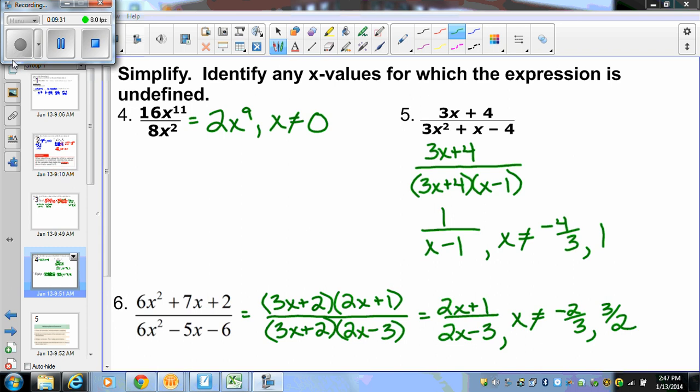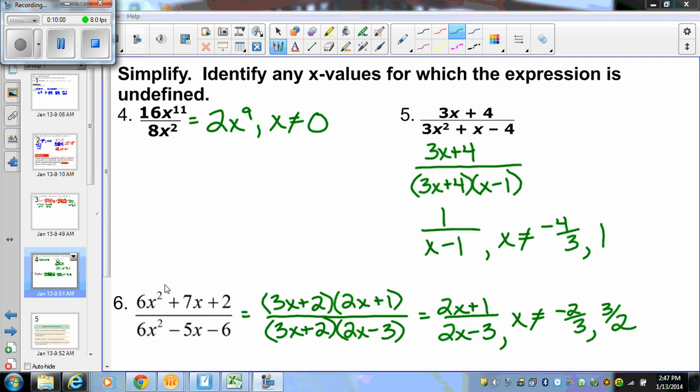Okay, so I'm just going to read for you what these three answers should be. For number 4, it should have simplified pretty simply to 2x to the 9th, and you do have the domain restriction that x cannot equal 0. On number 5, you could not factor the numerator, but the denominator would factor to 3x plus 4 times x minus 1. Cancel out your common factor, and you end up with 1 over x minus 1, where x cannot equal -4/3 or +1.